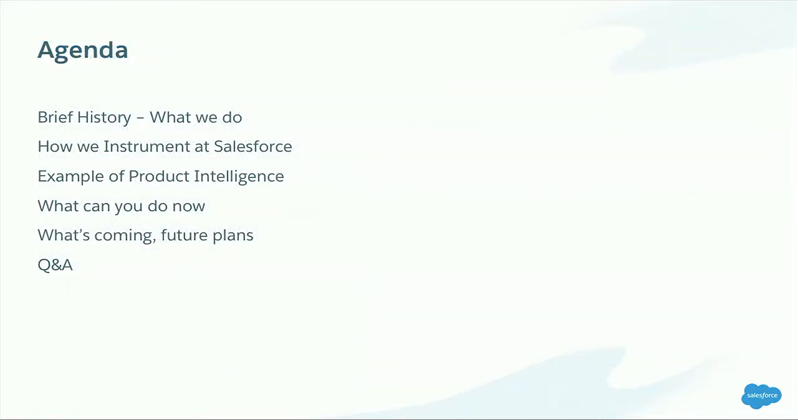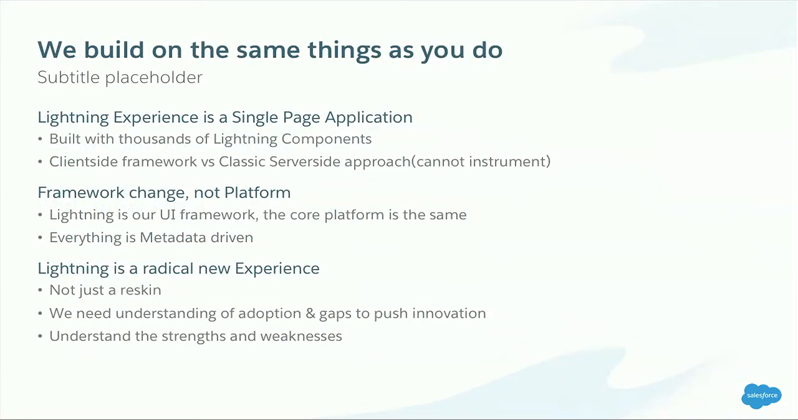And here's our agenda today. We'll go through a kind of brief history of what we do on the instrumentation side, how we instrument at Salesforce itself, as well as a quick example of product intelligence. After that, I'll walk through what you can do right now and what's coming, which is the more exciting part, the Lightning Adoption Dashboard. And we'll have some time in the end for Q&A, because I'd love to hear from you guys. This is something that we're just starting to do at the very inception. So please feel free to save your questions for later.